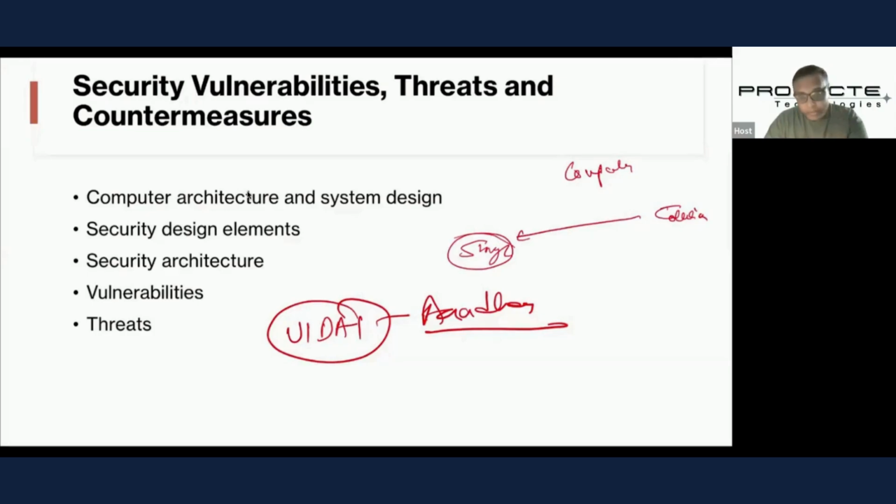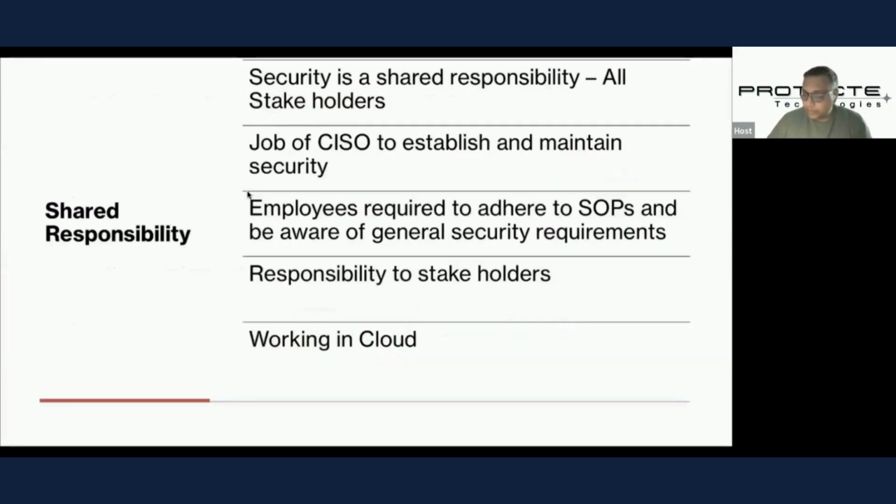Because if you don't implement security architecture right from the beginning, you don't consider what the threats are, what the vulnerabilities are, and what we have done till now in domain one, diagramming and assessing, if you don't apply it to a project, then you will have to build security afterwards. Now, in the cloud, security is a shared responsibility.